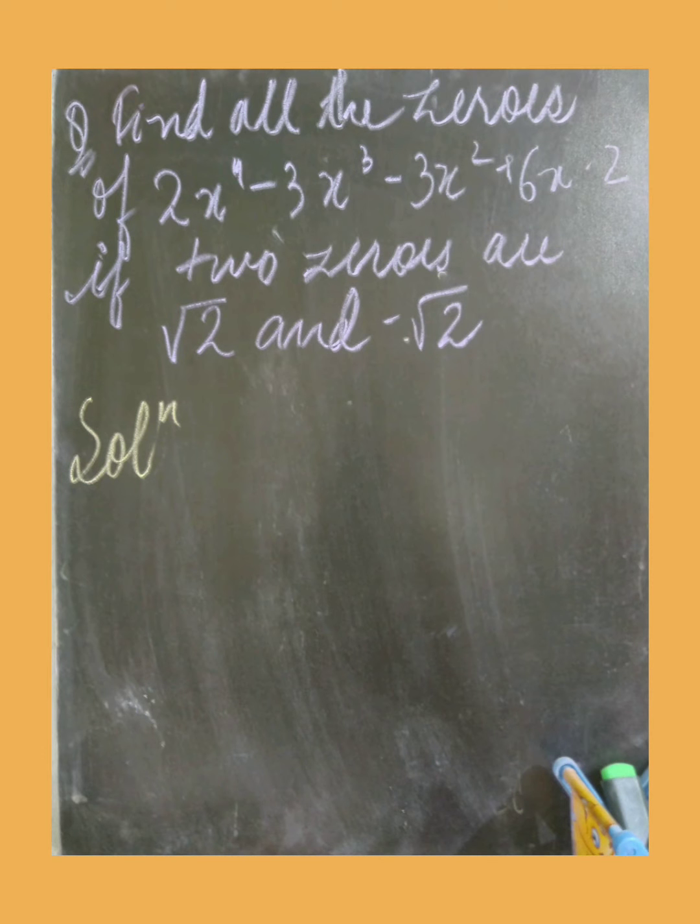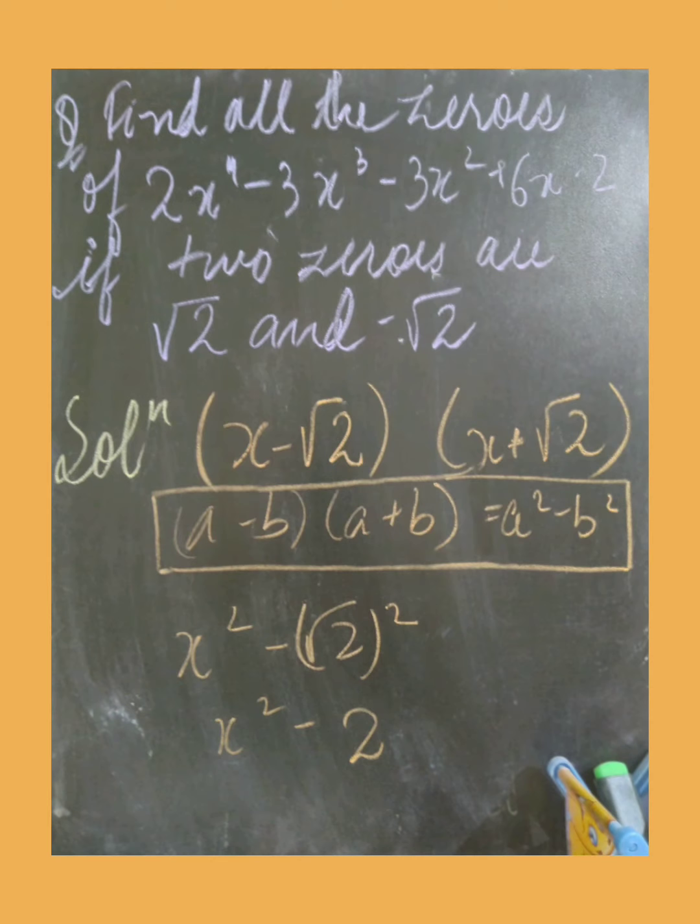Find all the zeros of 2x to the power 4 minus 3x cube minus 3x square plus 6x minus 2 if two zeros are root 2 and minus root 2. So we are given two zeros of this equation. Now we have to find the other zeros. So let's see how to do these types of questions. So I'm given two of the zeros already.